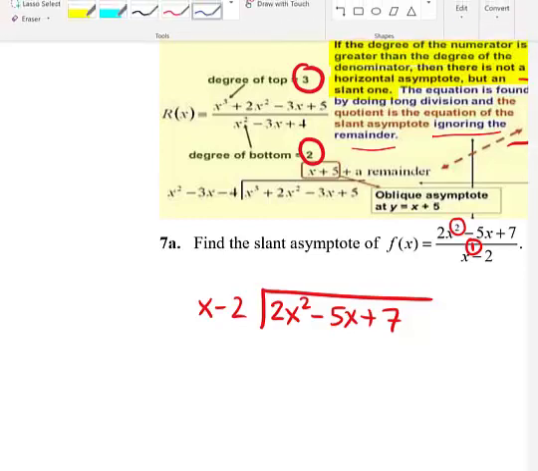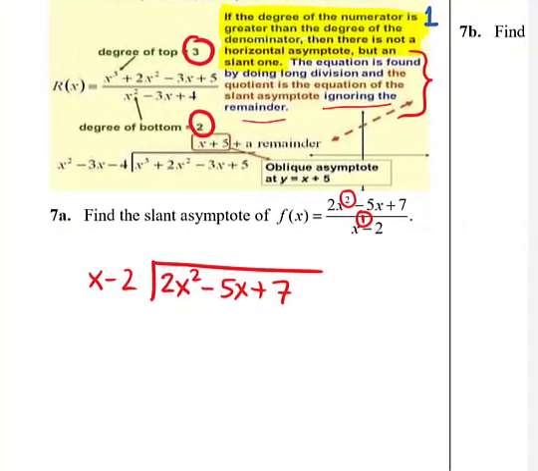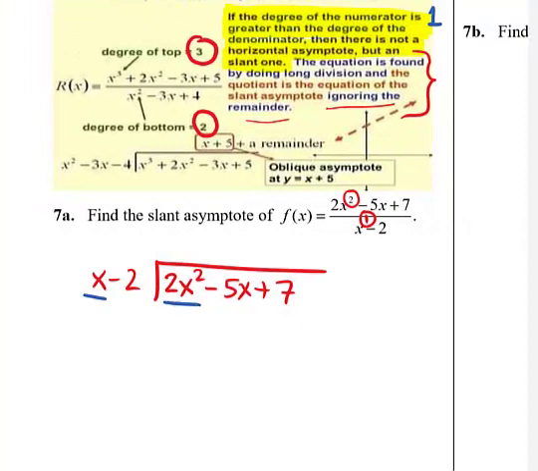So let's see. Okay. So do long division. How many times does x go into 2x squared? That would be 2x. We'll multiply him by both guys outside and write it below. 2x squared minus 4x.